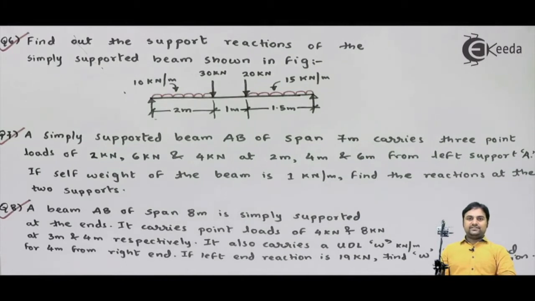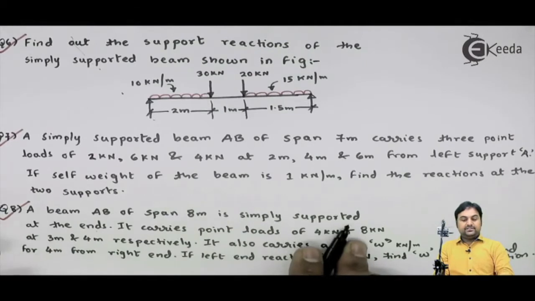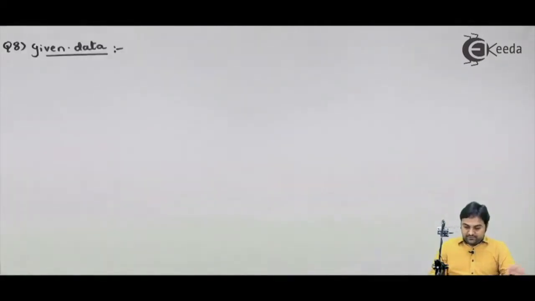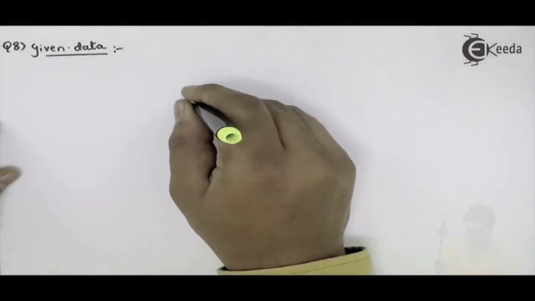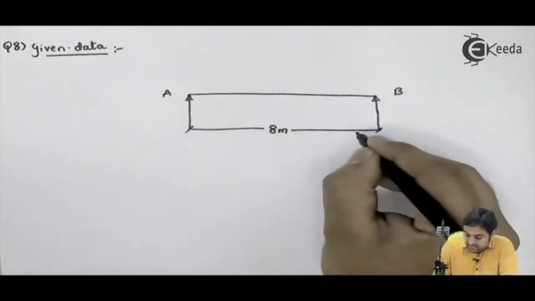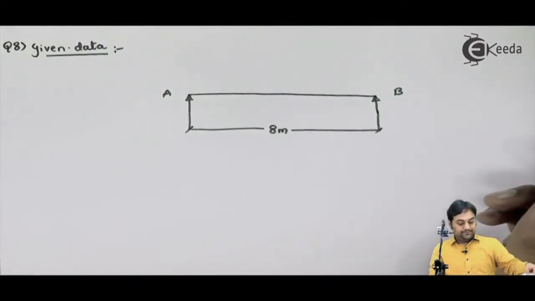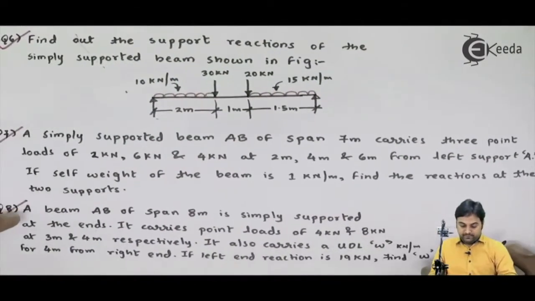Since they have not given us the diagram, but by using the conditions which they have provided, we can easily draw the diagram for this question. So let us start by writing the data first. A beam AB of span 8 meter is simply supported at the ends. So I'll draw a beam here. Here we have beam AB of length, or you can say span 8 meter, and it is simply supported.